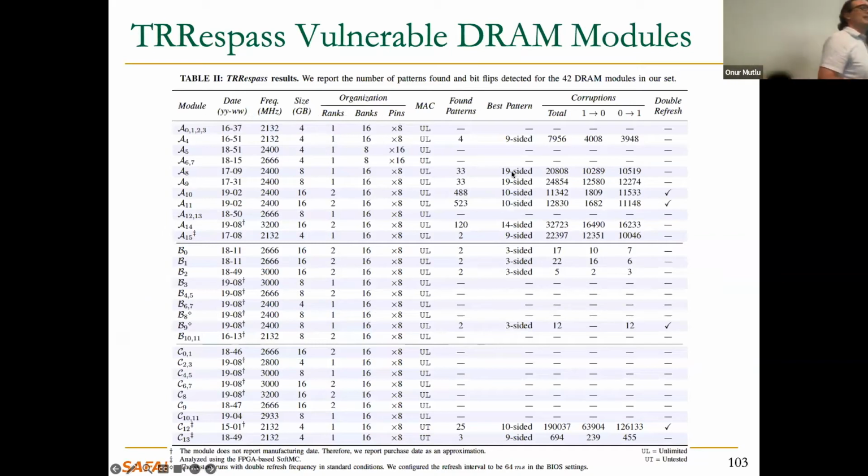Clearly, there's a trade-off here. If you increase the number of rows that you're hammering, you have a fewer number of activations that you can do in all of those rows within a refresh interval, right? So you won't get an easy curve here.